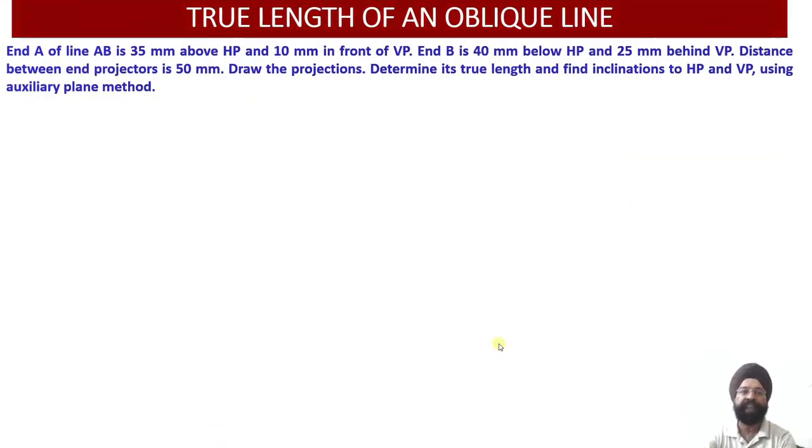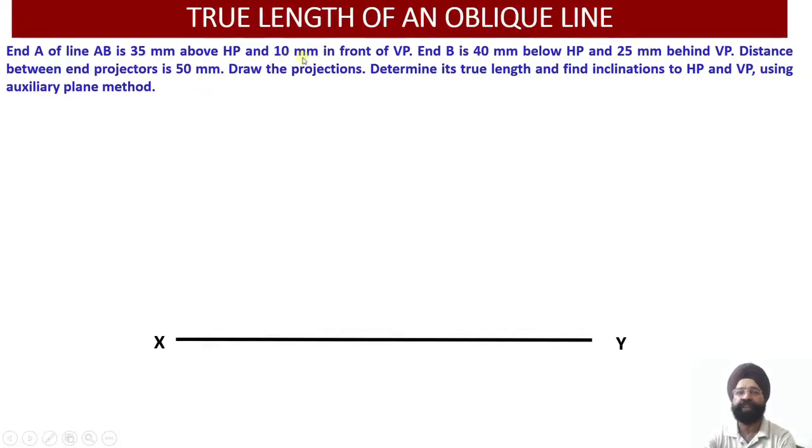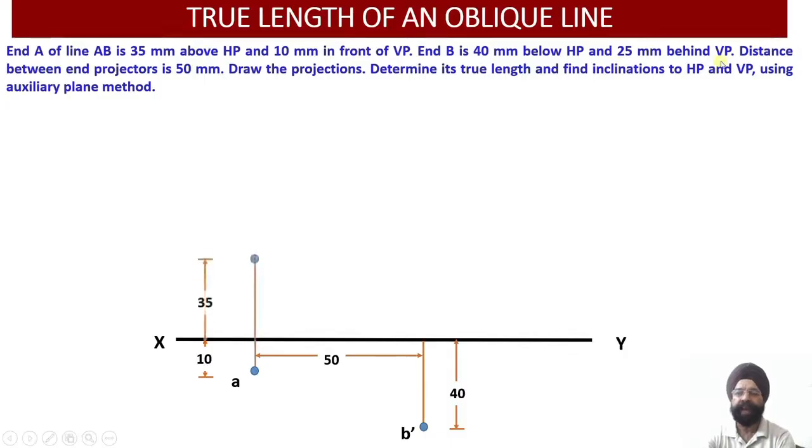Now we are going to pick up another problem, just like in the previous tutorial: what happens when we are required to evaluate the true length of an oblique line, but the first point of the line lies in quadrant number 1 and the second end of the line lies in quadrant number 3. So let us first of all draw the projections of the line. End A of the line is lying 10 millimeter in front of VP. Distance between the end projectors is 50 millimeter, and end B of the line lies 40 millimeter below the horizontal plane and 25 millimeter behind the vertical plane.